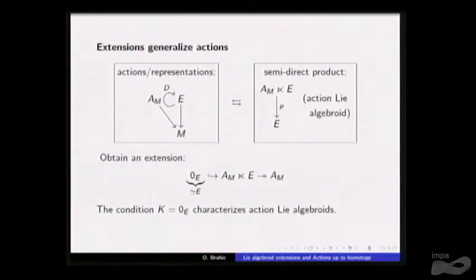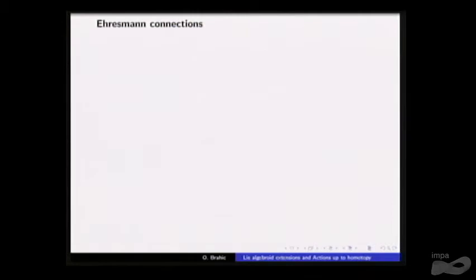Okay, in fact, this condition, if you take an extension and assume that the kernel is trivial, meaning that it's the trivial Lie algebroid over E, that is the total space, then you have an action or a representation. Okay, so in that sense, extensions generalize actions.